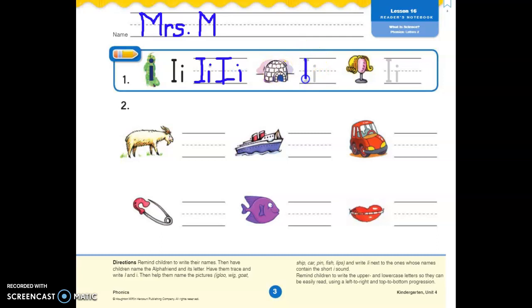Let's do the same thing on the next gray I's. Then write your own right next to it. All right, after you've done that, let's look at the bottom.